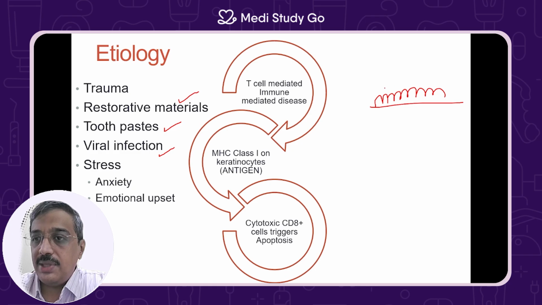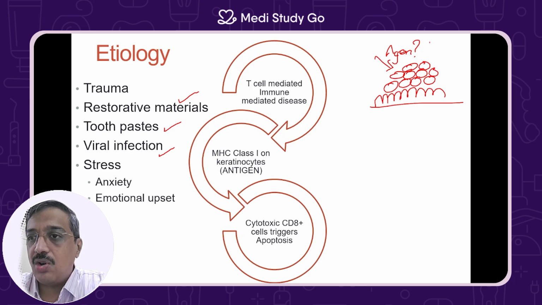Now, let's draw the epithelium. Suppose this is the epithelium, and on top of the epithelium, we have some antigen. Now, this antigen, we don't know what that antigen is. It is called the Lichen Planus specific antigen, LPSA. So, we don't know what this is.